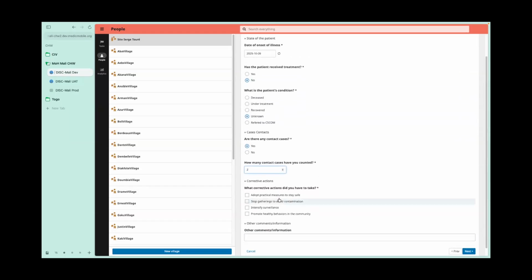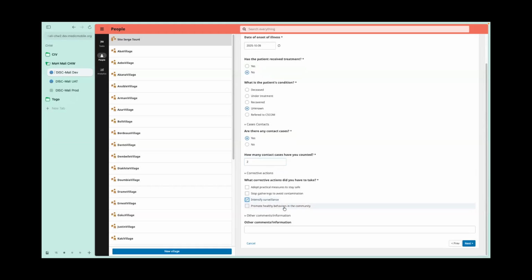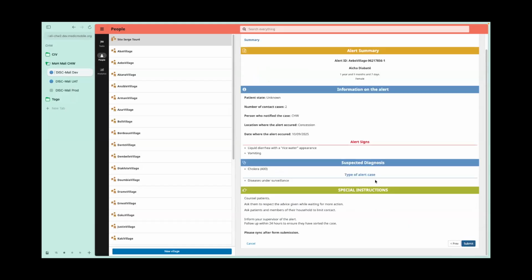And what are the corrective actions that the CHW can take? So there are many proposals, let's say, to intensify the surveillance, that from his recommendation, this is what he suggested. So I will click on next. And if there is any other comment, I can put it here. Well, let's say I don't have any comment.